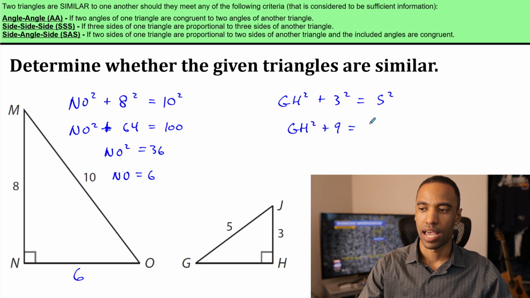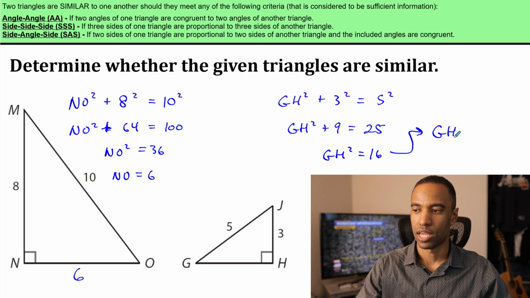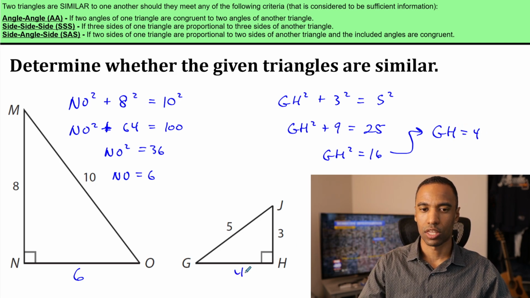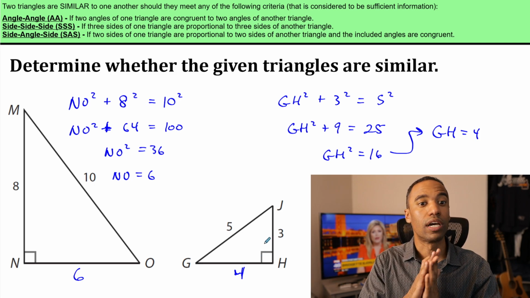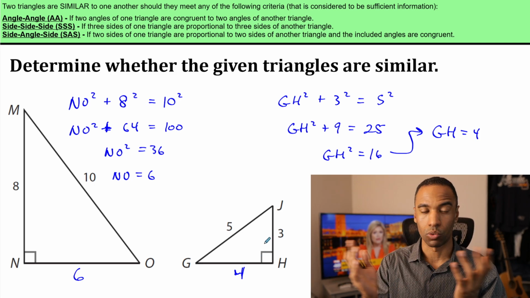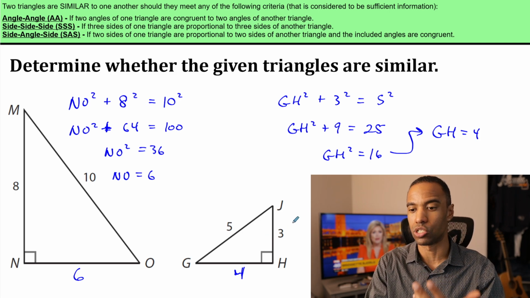GH squared plus 9 equals 25. GH squared equals 16. Take the square root, you get GH equals 4. So this length right here is 4. All right. Now we have enough information to conclude whether or not they are similar. We don't know whether they are, but we have enough information to make a decision.